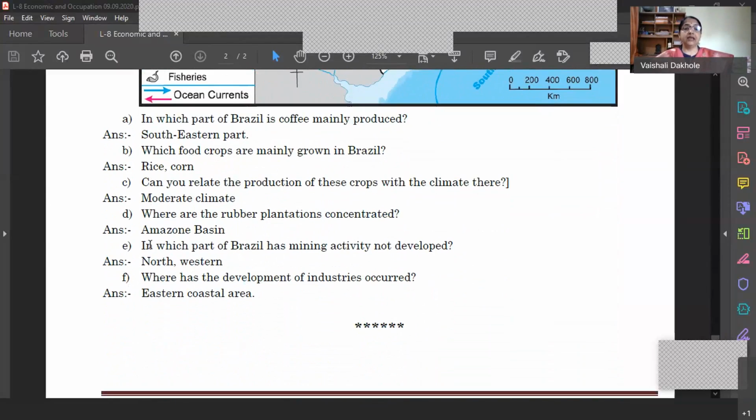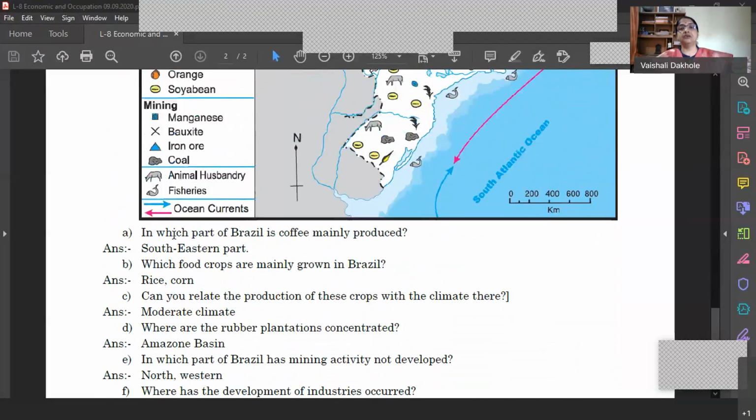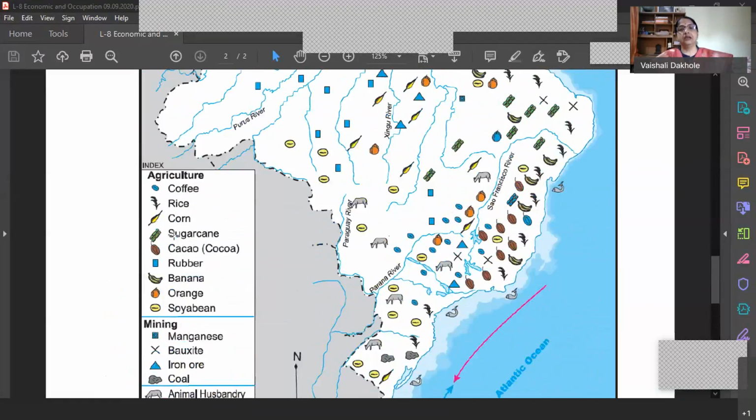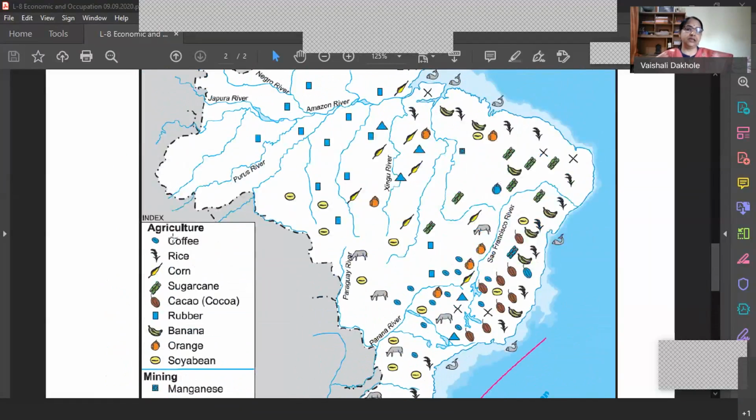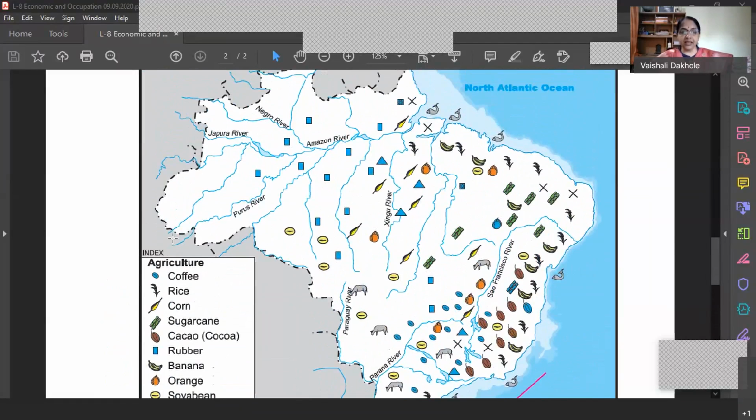Next question is, where are the rubber plantations concentrated in Brazil? And the answer given there is the Amazon basin. Now see the map given there in Brazil, and in the index you will see rubber is shown with a blue color rectangle, isn't it? And these blue rectangles are mainly shown in the northern and western part of Brazil, in the Amazon basin, in the basin of the Amazon river as well as its tributaries like the Purus river, Japura, and Negro river. You find those blue colored rectangles.